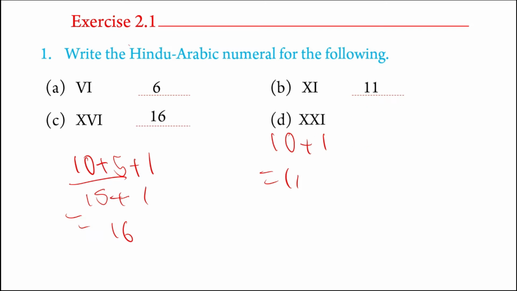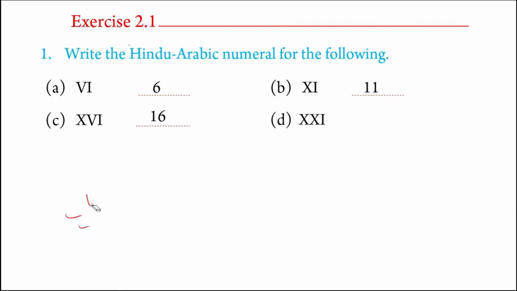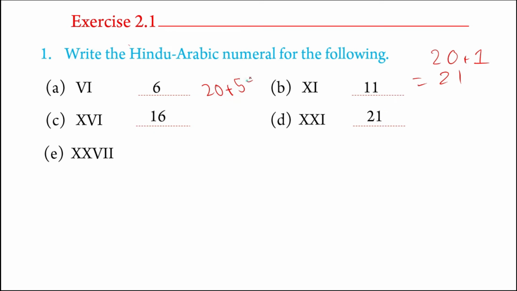Next is D. XXI. I will erase this rough over here. Now XXI. X means 10, so there are two X's. That means there is 20 plus 1 is equal to 21. XXVII. XX means 20, V means 5 and II means 2. So 20 plus 5 is 25 plus 2 is 27.